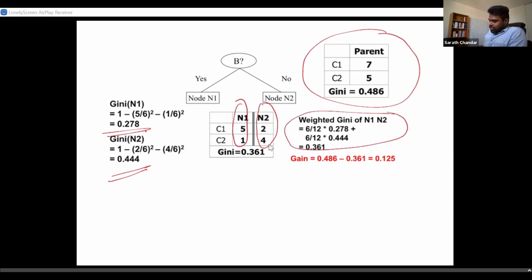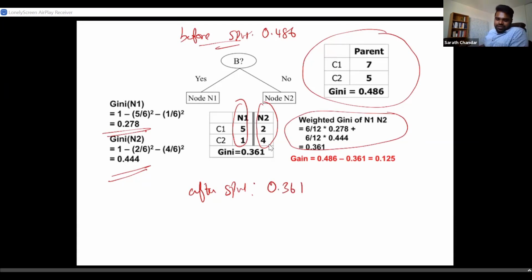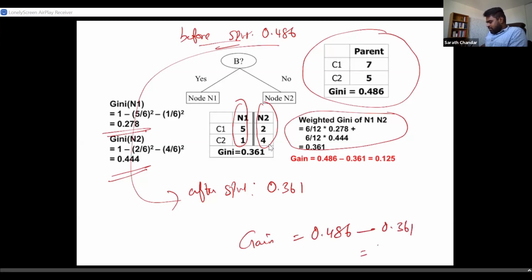Initially, before the split, I had a Gini of 0.486. After the split, I have a Gini of 0.361. Ideally, we want the Gini to go down as we do more splits, close to 0, right? So the gain from here to here, based on the split, is given by 0.486 minus 0.361, which is already written here, which is 0.125. Is that clear?